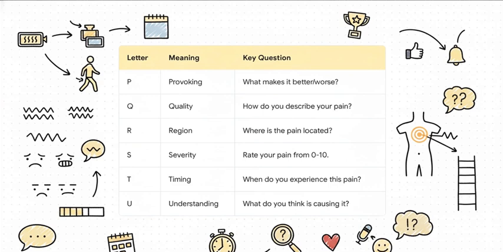P is for provocation/palliation. What makes it better or worse? Q is for quality. What does it feel like? R is for region/radiation. Where is it and does it spread? S is for severity. On a scale of 0 to 10, how bad is it? T is for timing. When did it start? And that bonus U is for understanding. What do you think is causing it? Remember, use PQRST for those quick NCLEX wins and add that U for truly complete patient care.